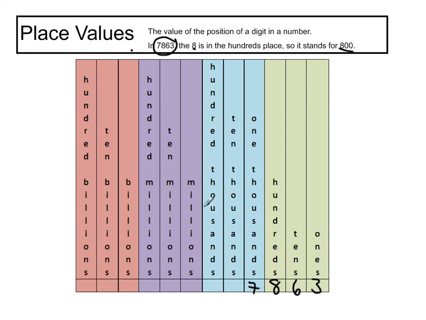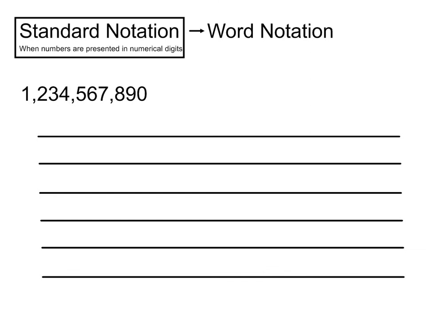I wouldn't require you to go too much past the billions, but it is nice to know up to the billions. Millions is like your goal for tonight, to feel comfortable with those place values. So let's talk about standard notation. Standard notation is when numbers are presented in numerical digits, and that is what we currently have in this big long number.